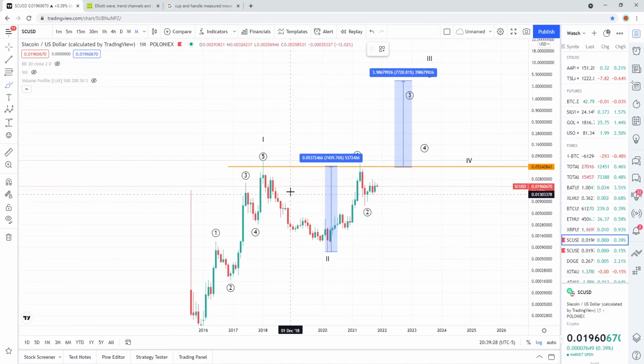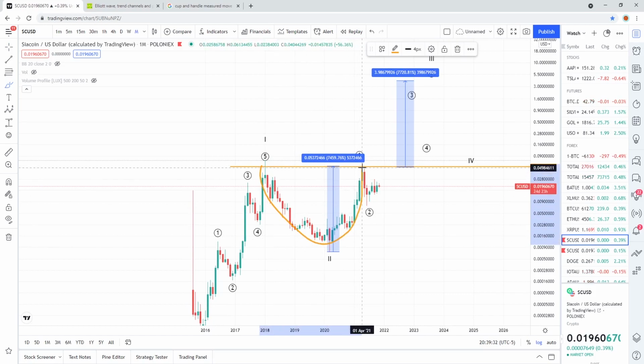And there's also a cup and handle pattern on the monthly chart, and this is when it makes a U-shaped pattern, and then it makes the handle, and then the confirmation break is going to be that resistance line. Once it does break that resistance, that will confirm this pattern.